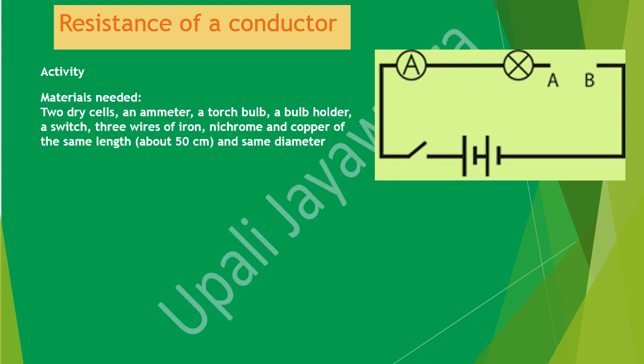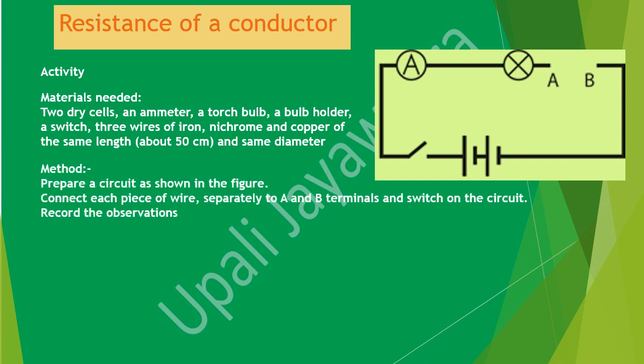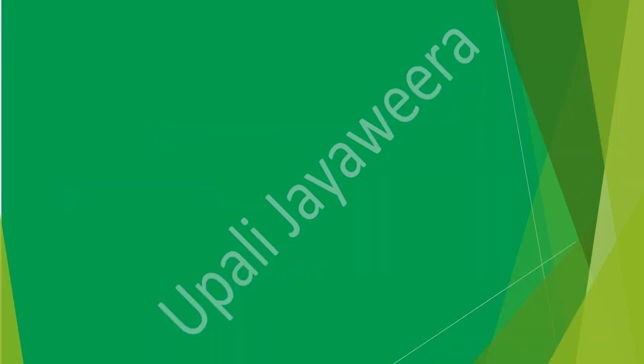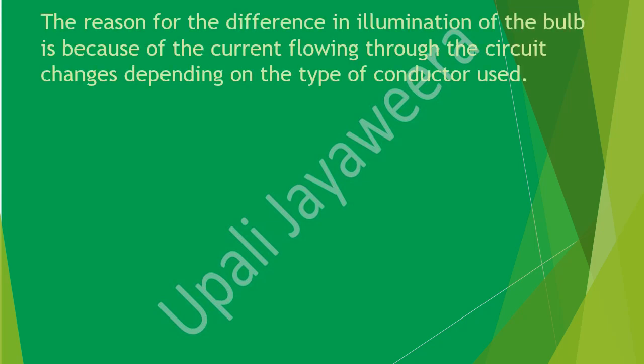Then you can arrange this circuit. Then you have to connect each piece of wire separately to A and B terminals and switch on the circuit. Then record your observations in the given table. You will see the brightness of the bulb will be changed according to the conductor connected. The reason for the difference in illumination of the bulb is because the current flowing through the circuit changes depending on the type of conductor used.